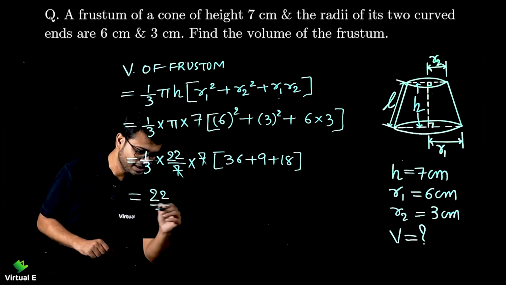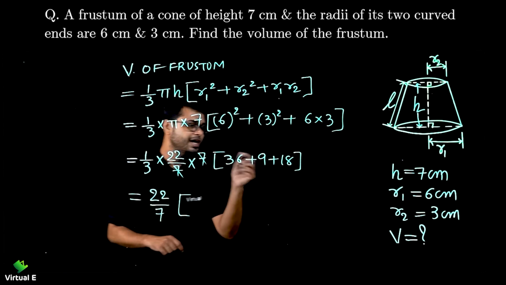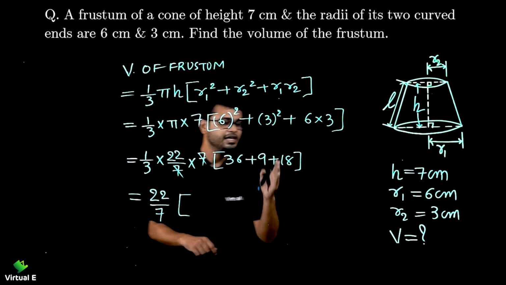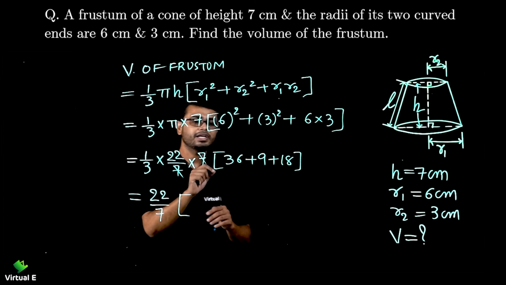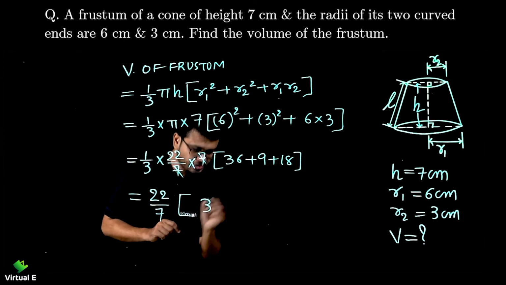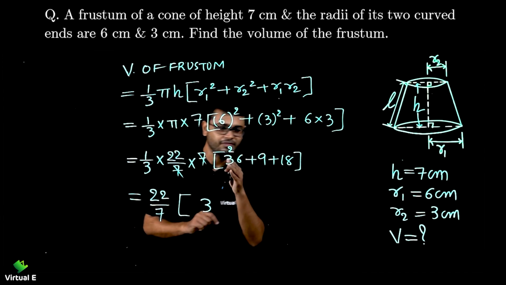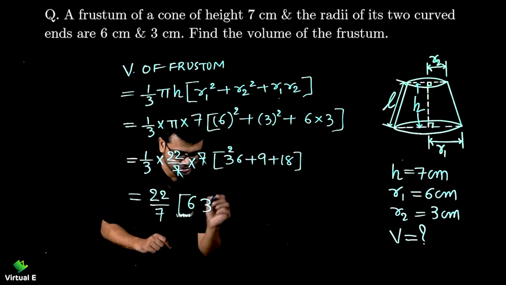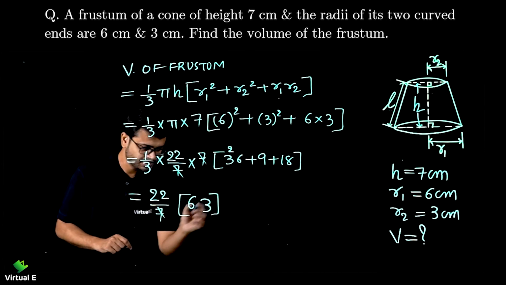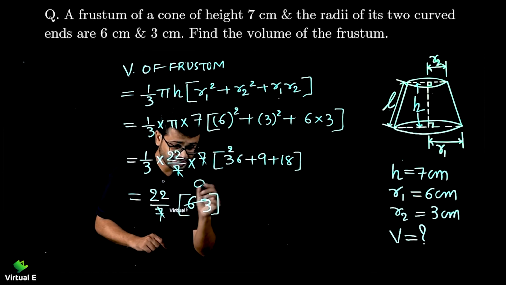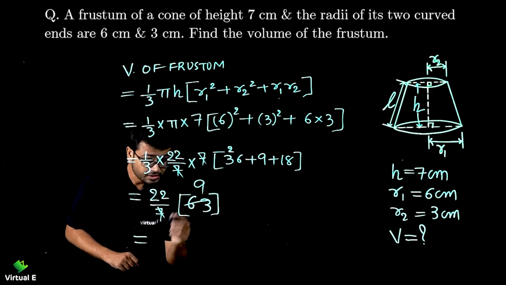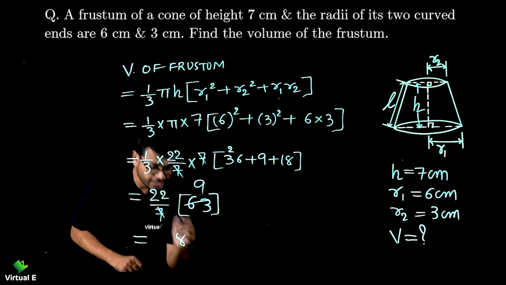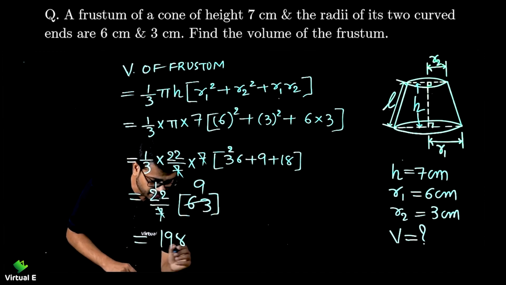22 by 7. Let's do the additions. 9 and 8 will give you 17. 17 and 6 will give you 23. So 3 here and 2 carry over. So 2 and 3, 5 plus 1, 6 here. Okay, so done. 7 9s are 63. So multiply. Here 9 2s are 18, 8 carry over 1 and 1 9 is 198.